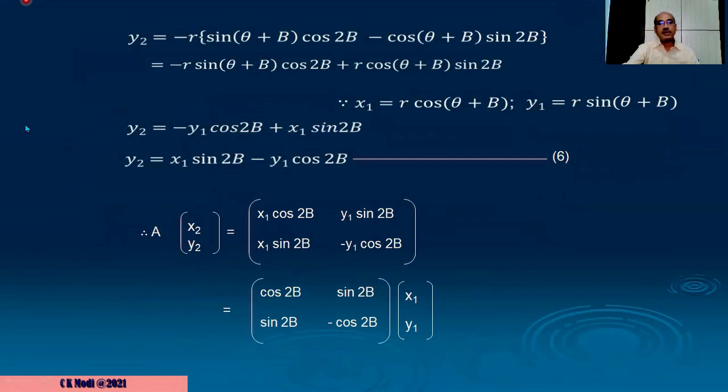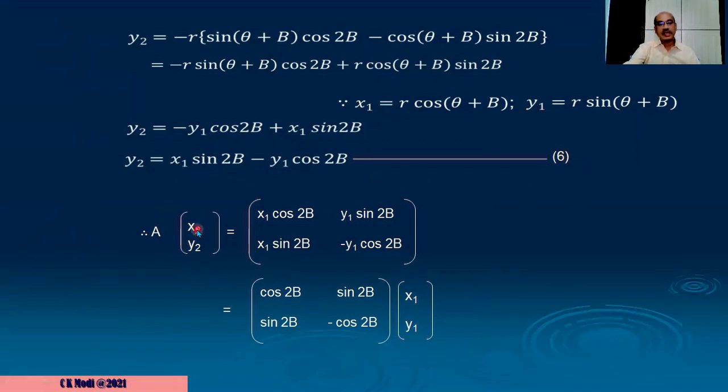Same way, y2 is equal to minus r, using simple trigonometry relations, sine(theta plus b) cos 2b minus cos(theta plus b) sine 2b. So it is equal to minus r sine(theta plus b) cos 2b plus r cos(theta plus b) sine 2b. After simplification, the value of y2 is equal to minus y1 cos 2b plus x1 sine 2b, so y2 is equal to x1 sine 2b minus y1 cos 2b. It is equation number 6.